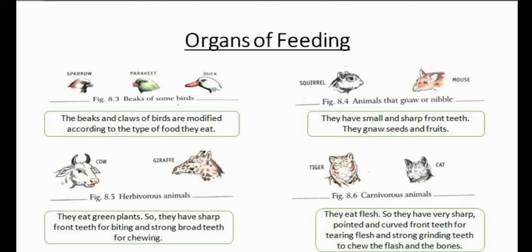Herbivores are the animals like cows, goats, and giraffes. They have sharp front teeth for biting and strong broad teeth for chewing. They eat green plants. Carnivores like lion, tiger, and cat have very sharp, pointed, curved front teeth for tearing flesh. They also have strong grinding teeth to chew the flesh and the bones. They feed on flesh of other animals.